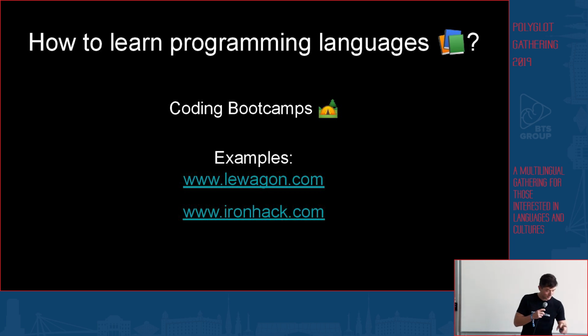Here you have two examples of coding bootcamps that I know. It's not an advertisement, I just happen to know these two places and I've been to their offices, and they're quite good. I know people who graduated from them and said, "That's great, I got a job." I also know people who said, "No, I didn't like it, and I didn't graduate, and I spent quite a bit of money." But let's see how it works for you.